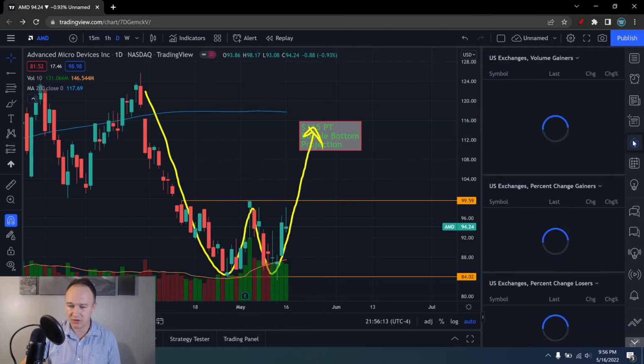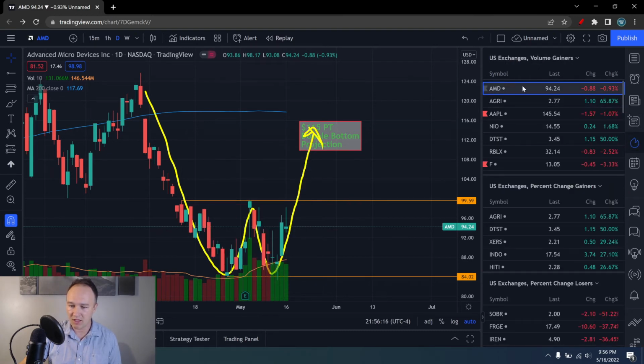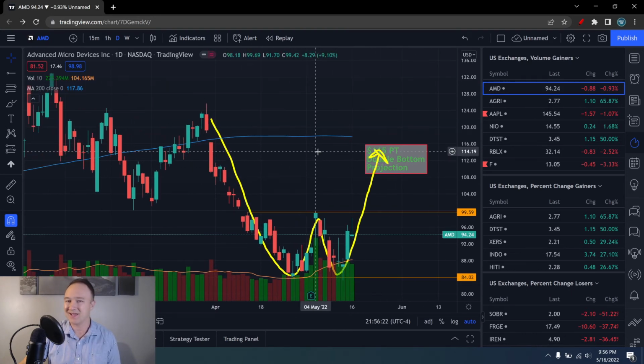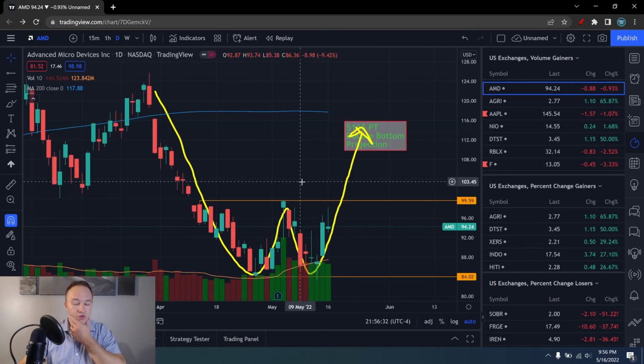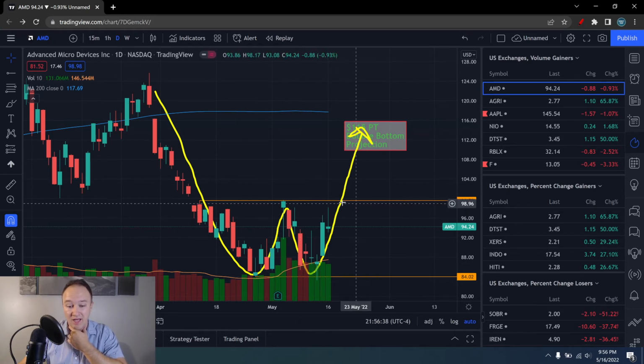In fact, if I look up the top volume gainers, AMD was number one today. The most shares of any stock in the stock market traded today, May 16th, was AMD. That's pretty nuts. So volume is definitely there, and there's a lot of attention here. I'm not the only one, I guarantee you, that has noticed this double bottom. A lot of people will be looking for it. And when it breaks 100 or even 99.5, there's going to be a frenzy of buying, I would imagine.